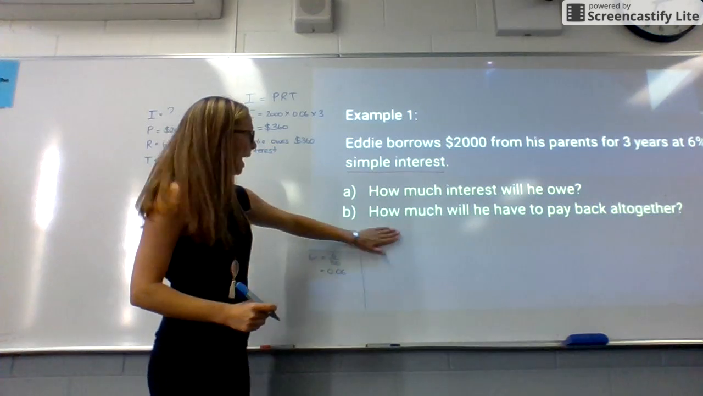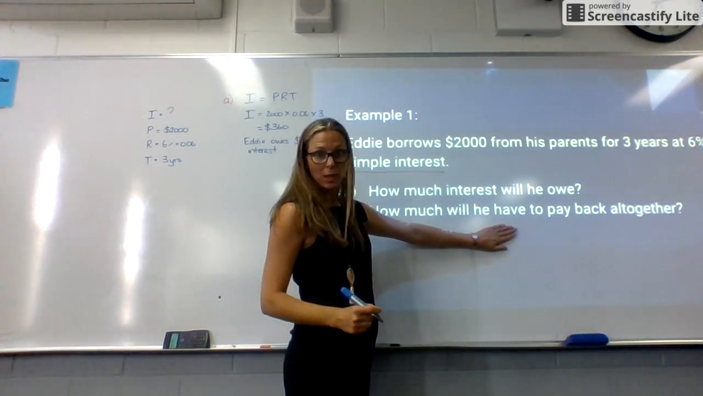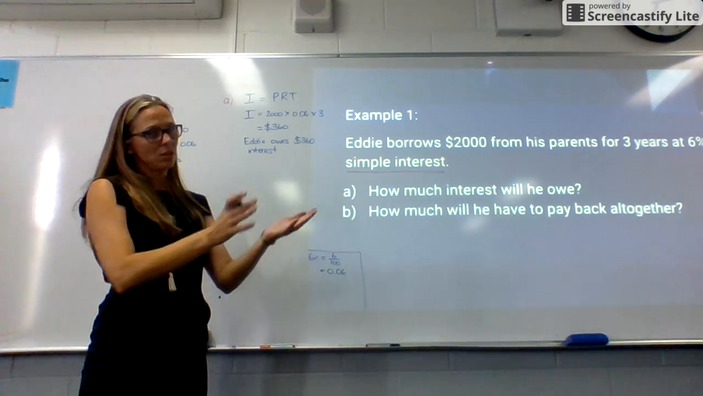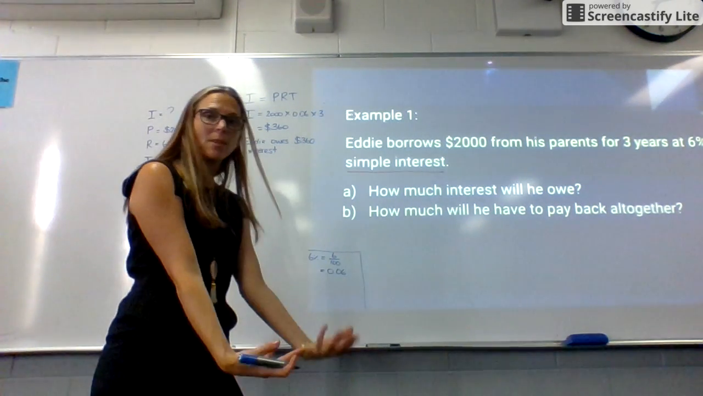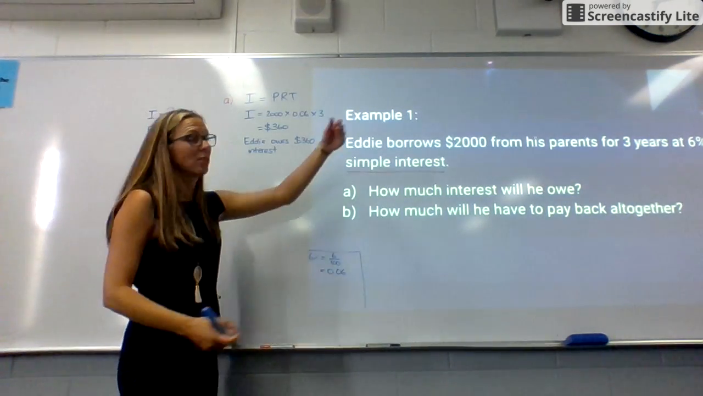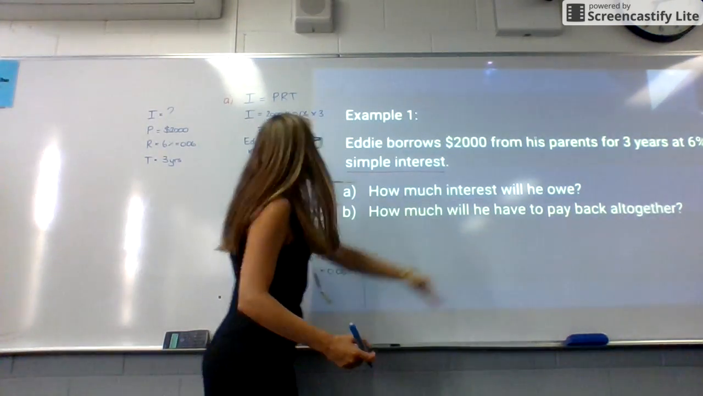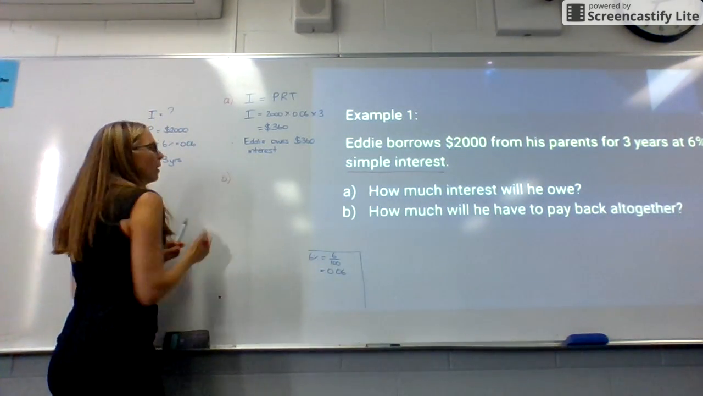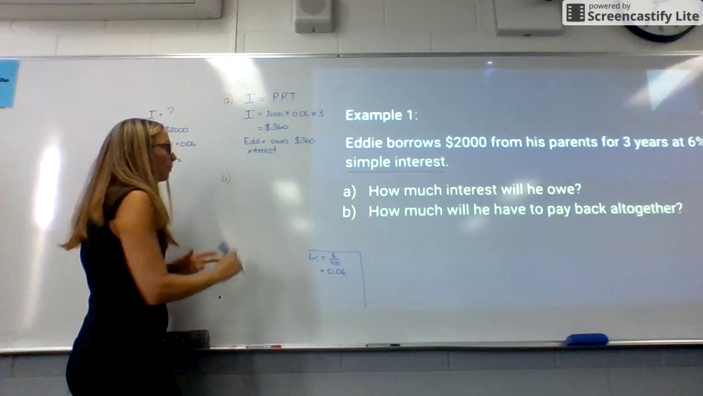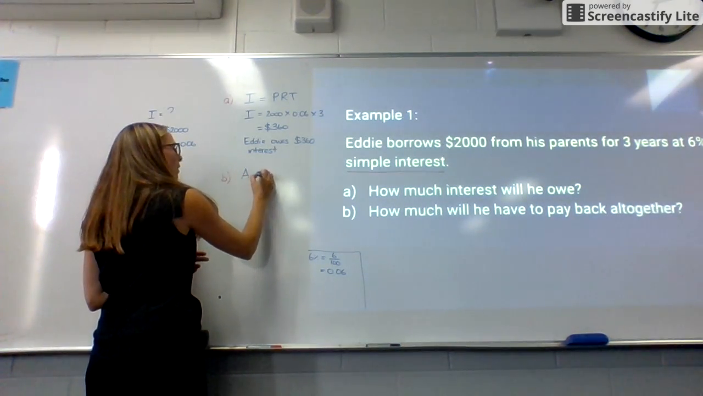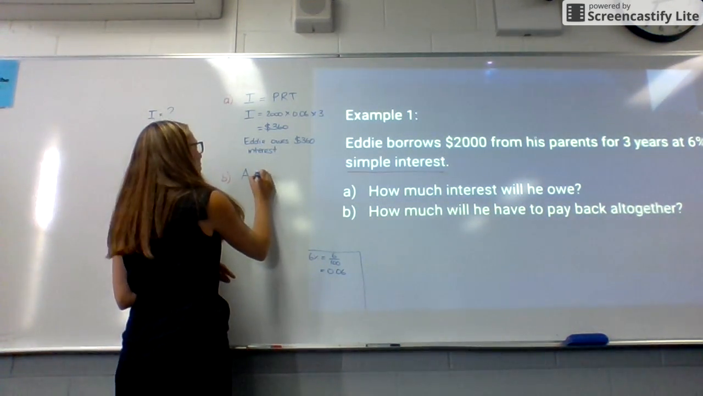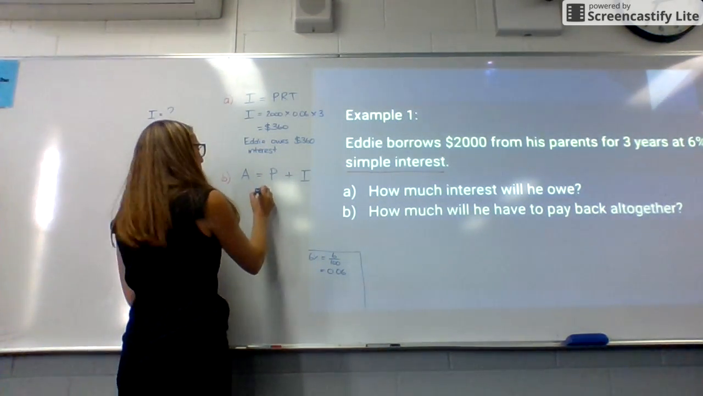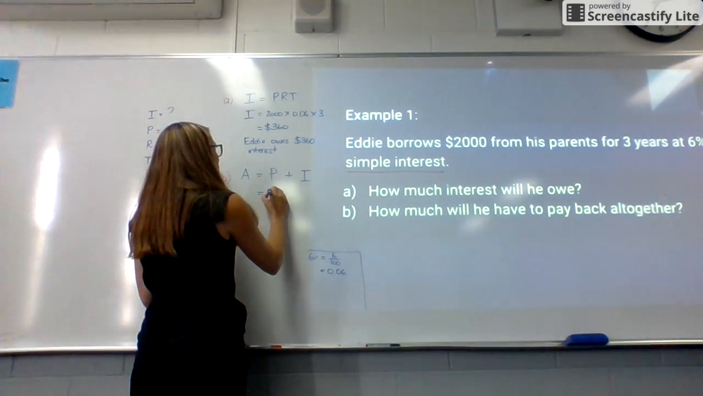Part B, how much will he have to pay back altogether? Now, with any loan, you start with some money, you borrow it, you earn some interest, but eventually you have to pay everything back. So Eddie has to pay back the $2,000 he started with, plus the $360 in interest. So there is a nice little formula if you want. It just says amount, that means total amount, is equal to the principal plus interest. It's just a fancy way of writing what seems to be common sense.